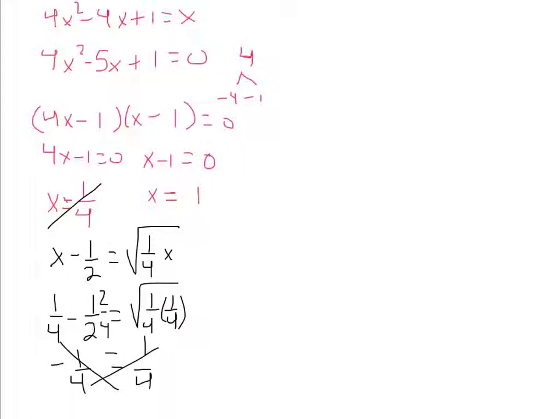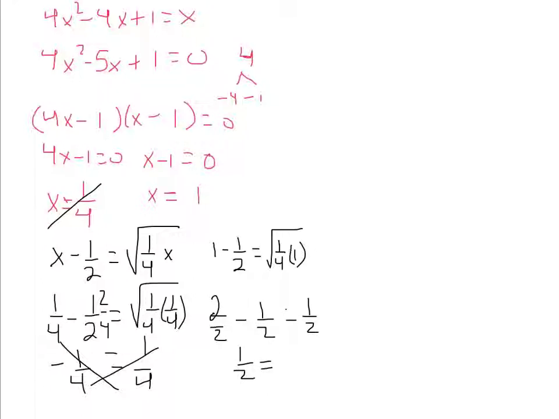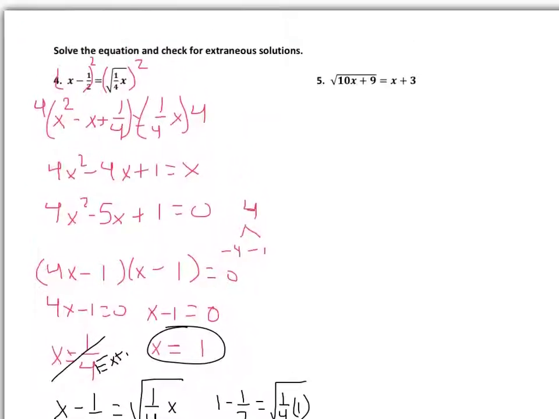Let's see if the other one is. 1 minus 1/2 equals 1/4 times 1. That would be 2/2 minus 1/2 equals 1/2. Does 1/2 equal 1/2? Yes. So there's your solution. This is extraneous. Okay? So let's go try the next one.